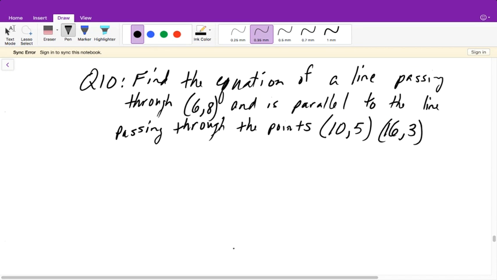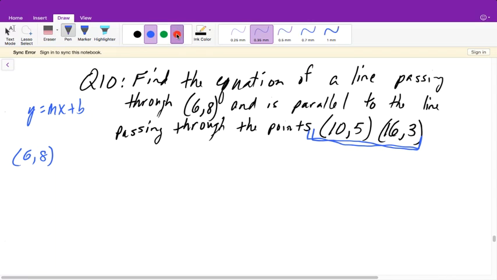All right, so now we're moving on to the last two questions of this, which are the two hardest questions. So remember, it says find the equation of a line. So first, I know I'm going to be finding y is equal to mx plus b. It tells me that it's passing through the point 6, 8. So I know the only points that it's passing through are 6 and 8. And then it says it's parallel to the line passing through these 2 points.